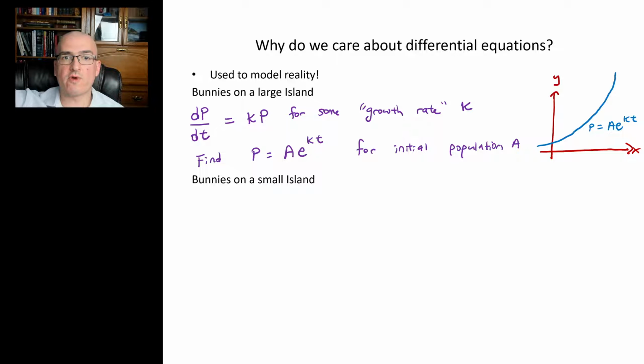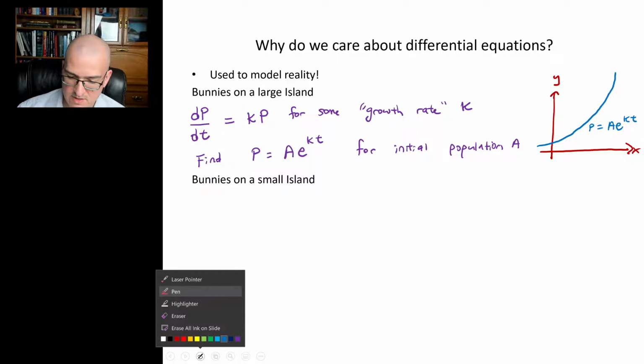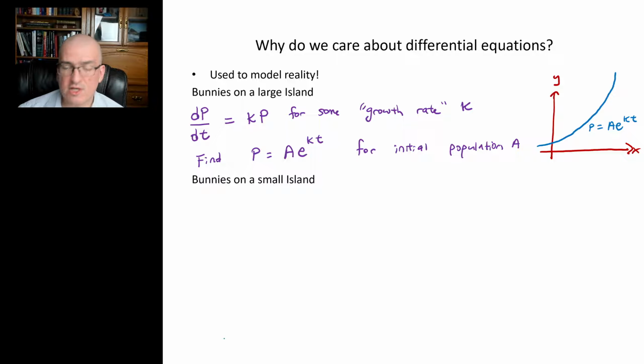And it keeps growing forever. It goes up, up, up, up, up, never goes back down, never decreases. How about bunnies on a small island? So what's the difference here? Well, on a small island, you start running out of space. You start running out of food. You start running out of little places for them to hide. And the population cannot grow like that.